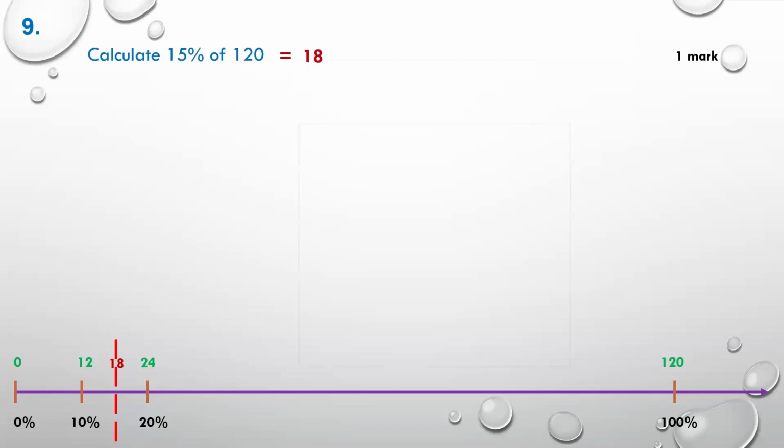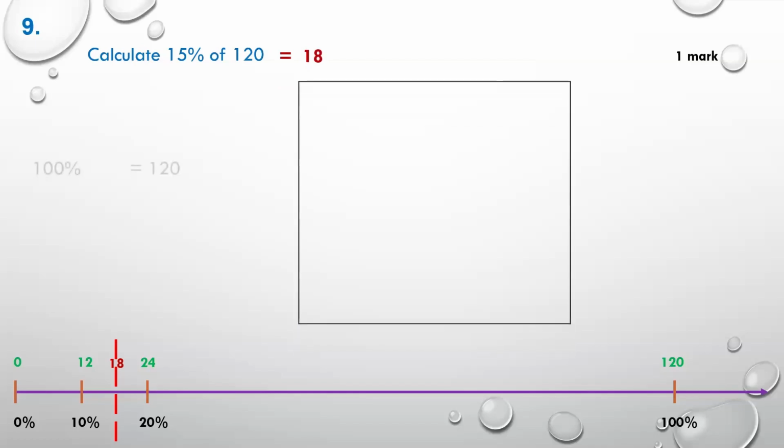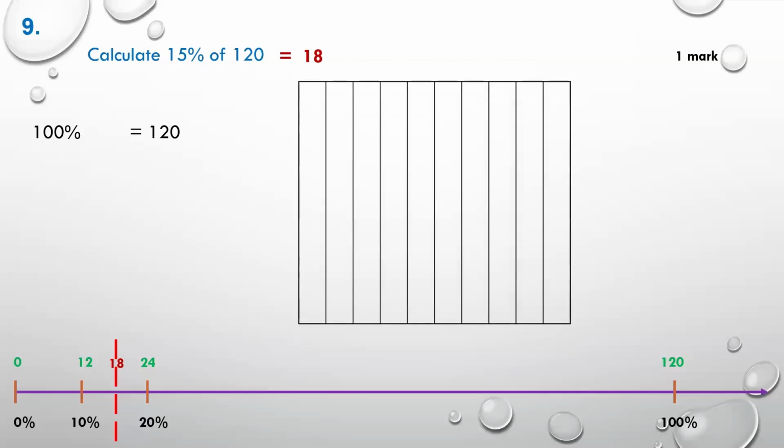Or some teachers like to say, well, look, we have an entire block, which is 100%, and that is 120. Can we cut that up in parts? Of course. We could cut it up into 10 parts. And when we cut it up into 10 parts, each part is 1/10. So let's shade that. So that's 1/10 that we're shading. So that's telling us 10% is 120 divided by 10.